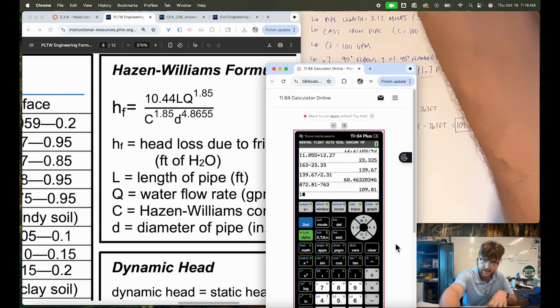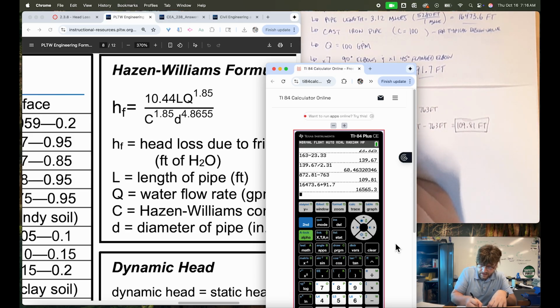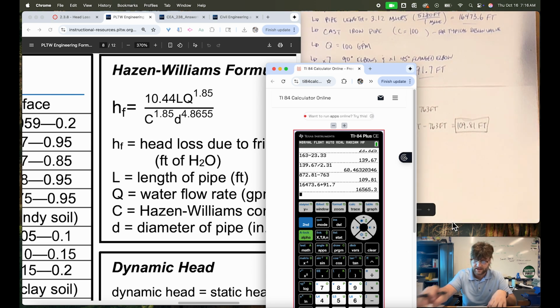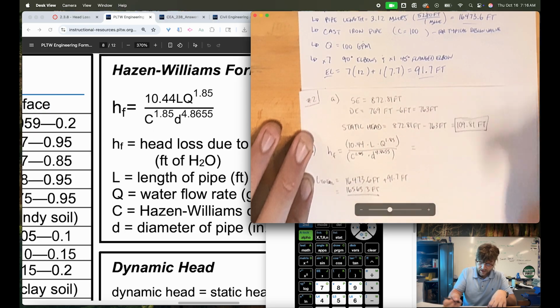So 16,473.6 plus 91.7, we're going to end up with 16,565.3 feet. And so that is what L total is that we're going to end up using and punching into this actual formula. So let's go ahead, let's begin.